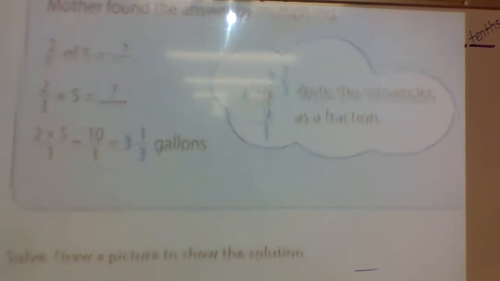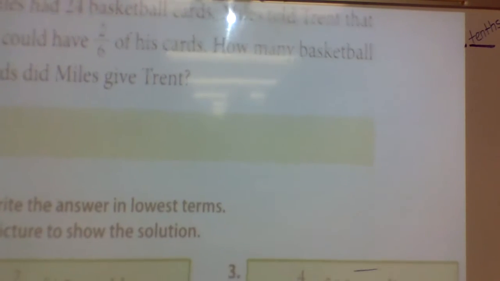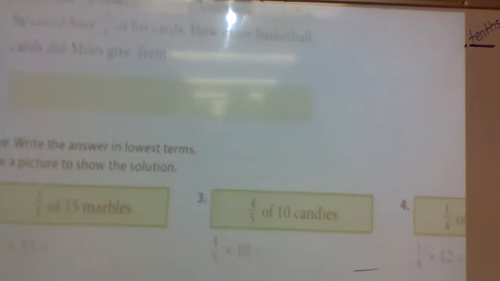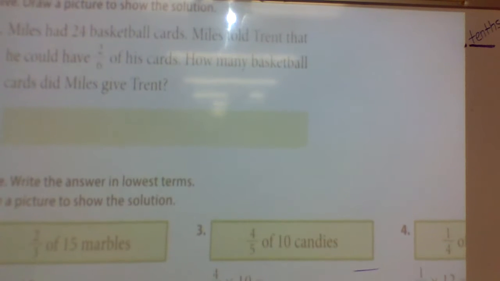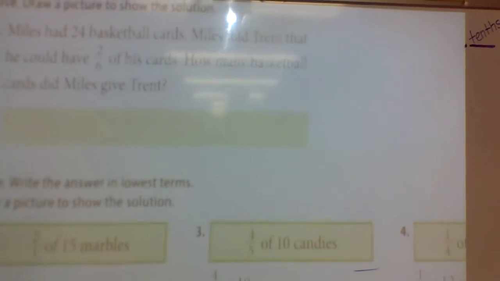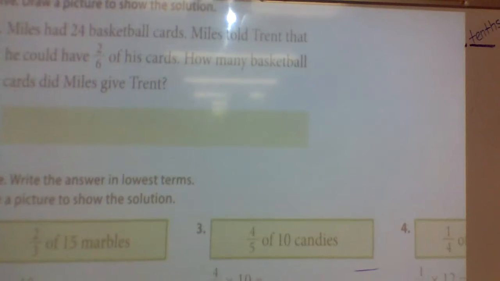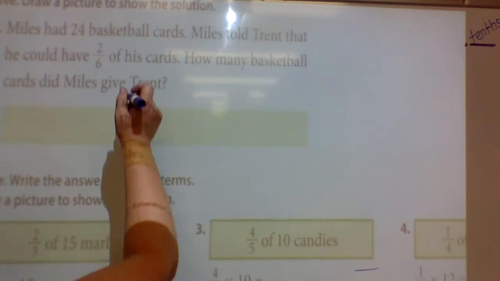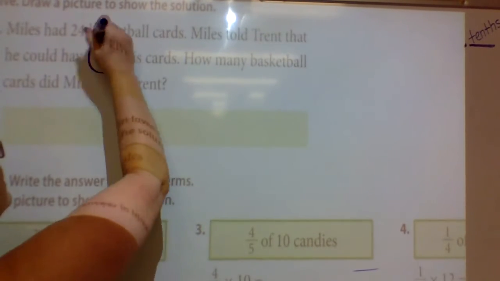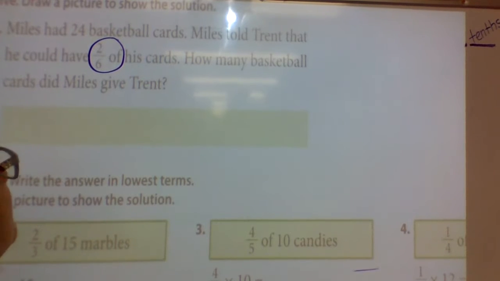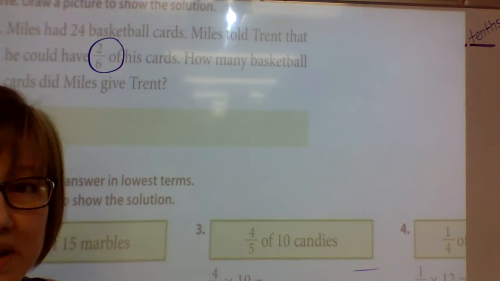Okay, so now we have our own story problem. It's back to Miles. Let me make this a little bit smaller because it says we're supposed to draw a picture like they kind of drew a picture up there. Okay, so it says Miles had 24 basketball cards. Miles told Trent that he could have this time 2/6 of his cards. How many basketball cards did Miles give Trent? Okay, he had a total of 24.